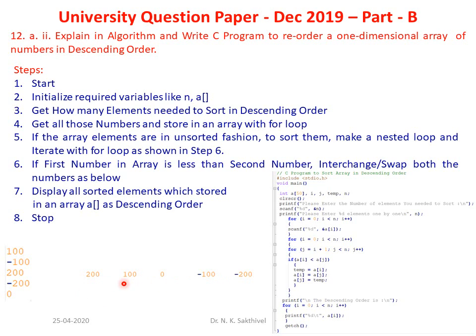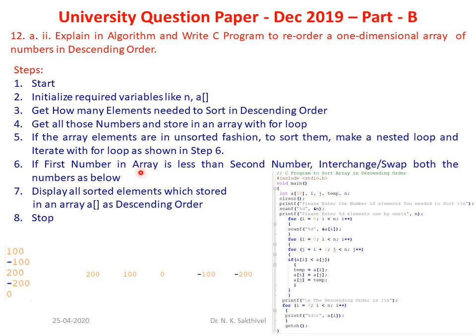So after collecting values from the user, I want to verify that the first number should be greater than the second number. If it is greater than the second number, no issue. For example, if the first number is less than the second number, say 100 here and 200 here, that means 100 is less than 200, which means it is not a descending order. So at that time, I want to swap these two numbers. Understand? That is the logic.